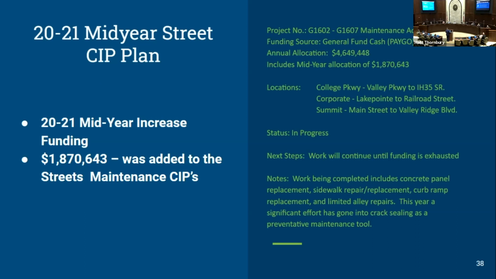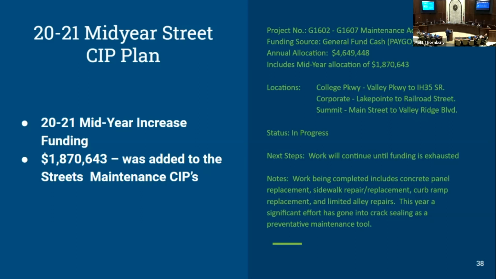Also on our annual allocation for maintenance projects, this is projects G1602 through G1607, various pay-as-you-go maintenance projects. This is where we pay for the street and alley panel replacements, sidewalk replacements, ADA improvements, curb and gutter improvements, sidewalk improvements, limited amounts of alley improvements.